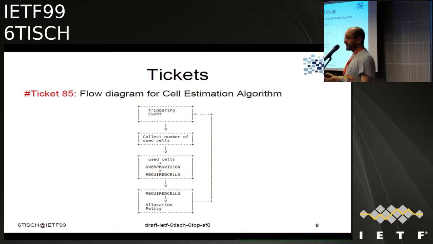We were asked also to add a diagram of how it works. There's a trigger event over there. We collect the number of cells to understand the number of cells that we are willing to use. We add the overprovision value in order to detect in the future if we need more cells or not. And then we pass this value to the allocation policy as the required cells value.